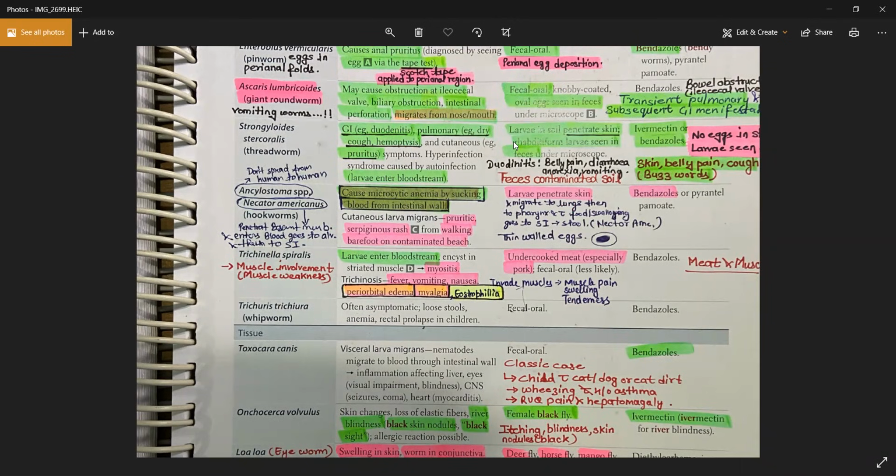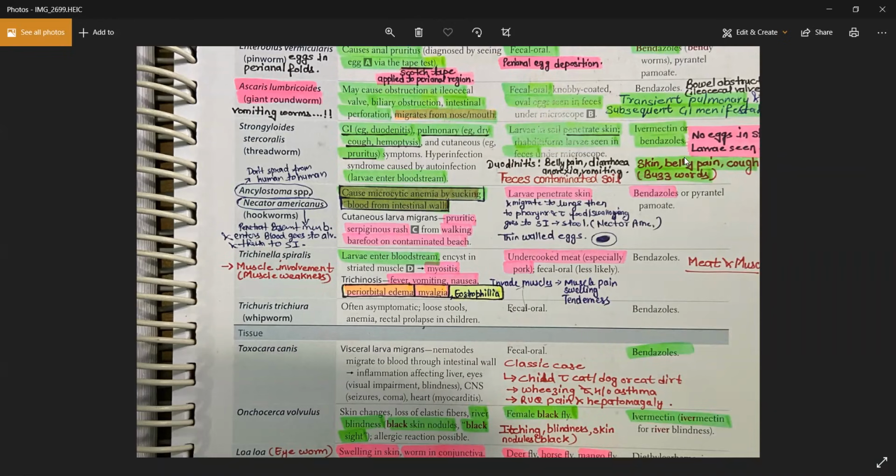Okay, and how you can acquire the infection: by walking or by coming into contact by any means with human feces contaminated soil. Okay, and then you also need to know that in the stool examination you can never see the eggs. Very important.